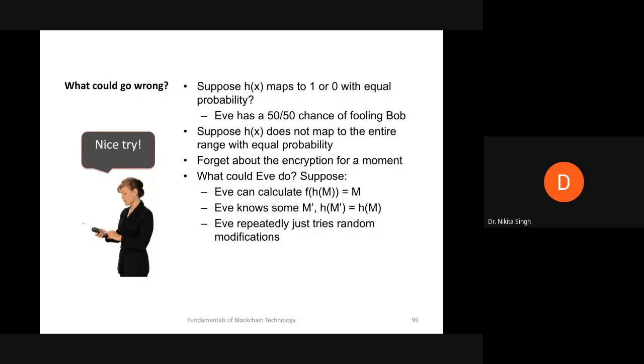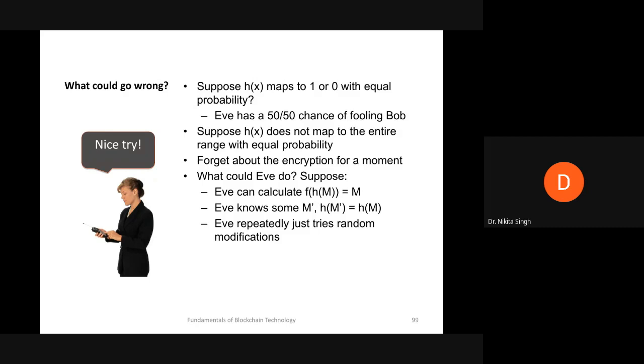So if there is a possibility that the hash value of the message does not map to either 0 or 1, now what could happen? So what we are saying here is that we have a message m whose hash has been calculated.